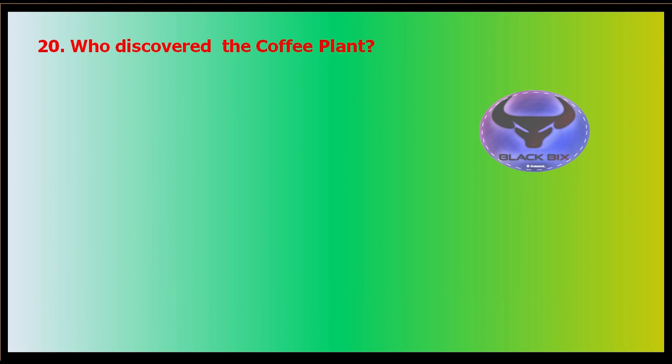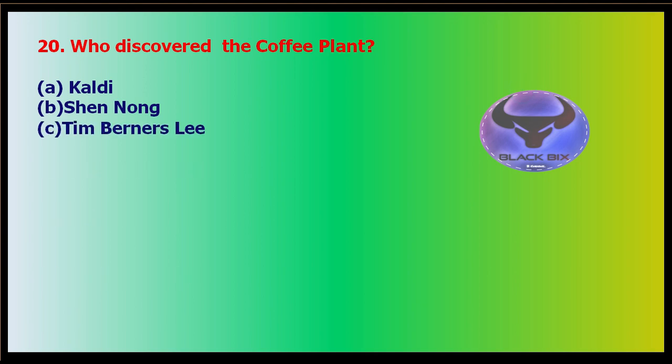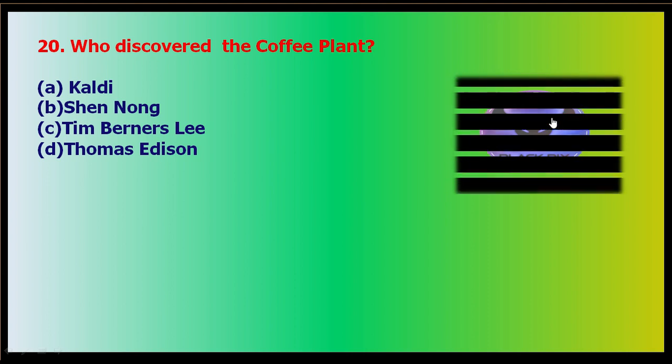Moving to question number 20. Question number 20 is, who discovered the coffee plant? It's from the book, and your options are Kaldi, or Shennong, or Tim Berners-Lee, and Thomas Edison. And your time starts now.